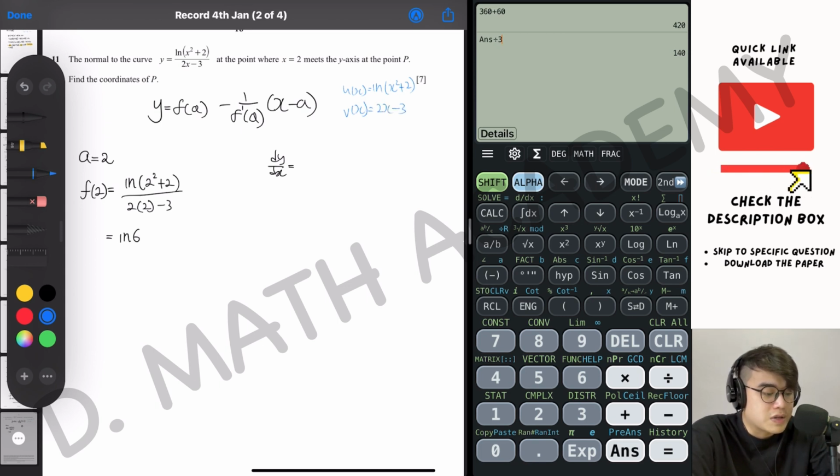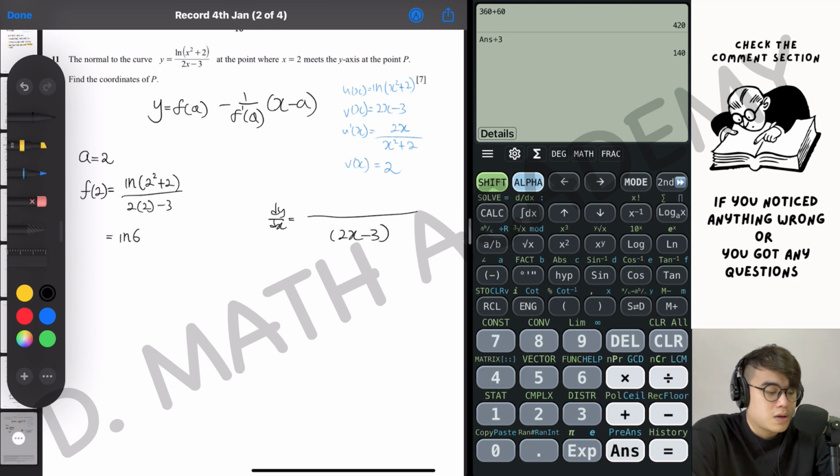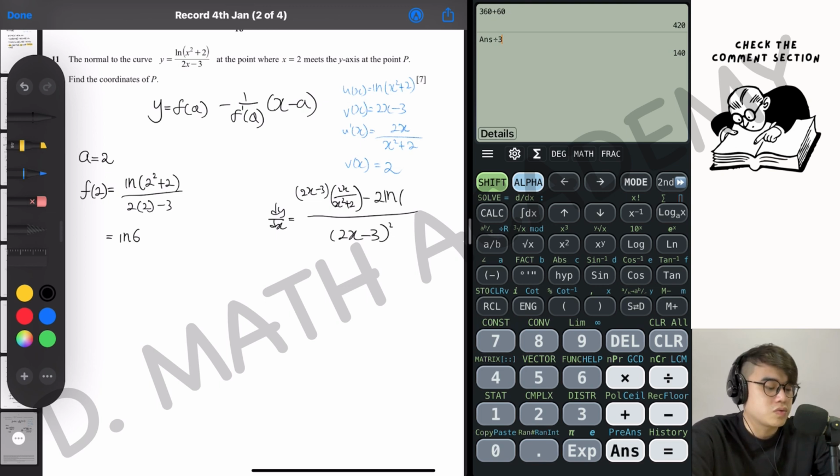Your u prime of this is you copy back the denominator first, and then you differentiate the denominator, you get 2x at the top. Your v prime, however, is just 2, quite straightforward. So let's complete our dy/dx here by keying in the formula. You have your 2x minus 3 being squared. Then you have your 2x minus 3 multiplied with your 2x over x squared plus 2, and then you minus it off with 2 ln(x squared plus 2).